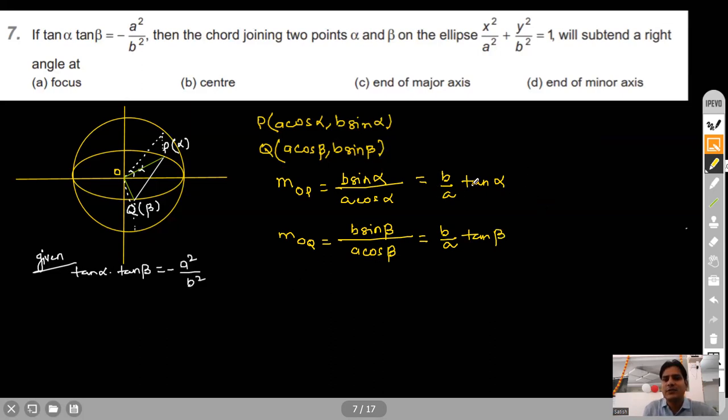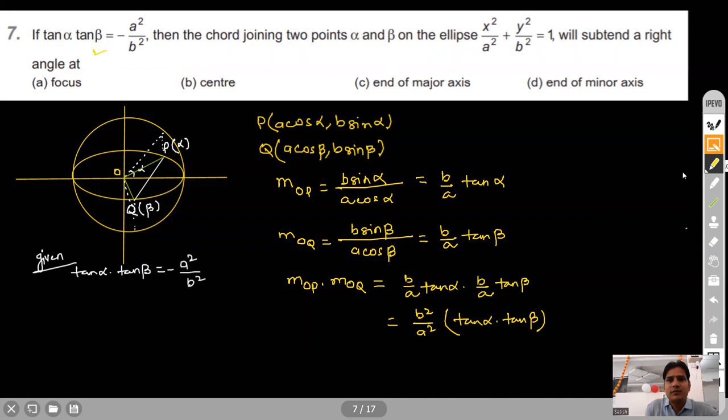Now what we can do is multiply both these slopes, slope of OP into slope of OQ, because it will contain tan alpha into tan beta, and we have the value of tan alpha tan beta. So the slope of OP into slope of OQ will be equal to b upon a tan alpha into b upon a tan beta, right? So it will be b square upon a square and tan alpha into tan beta.